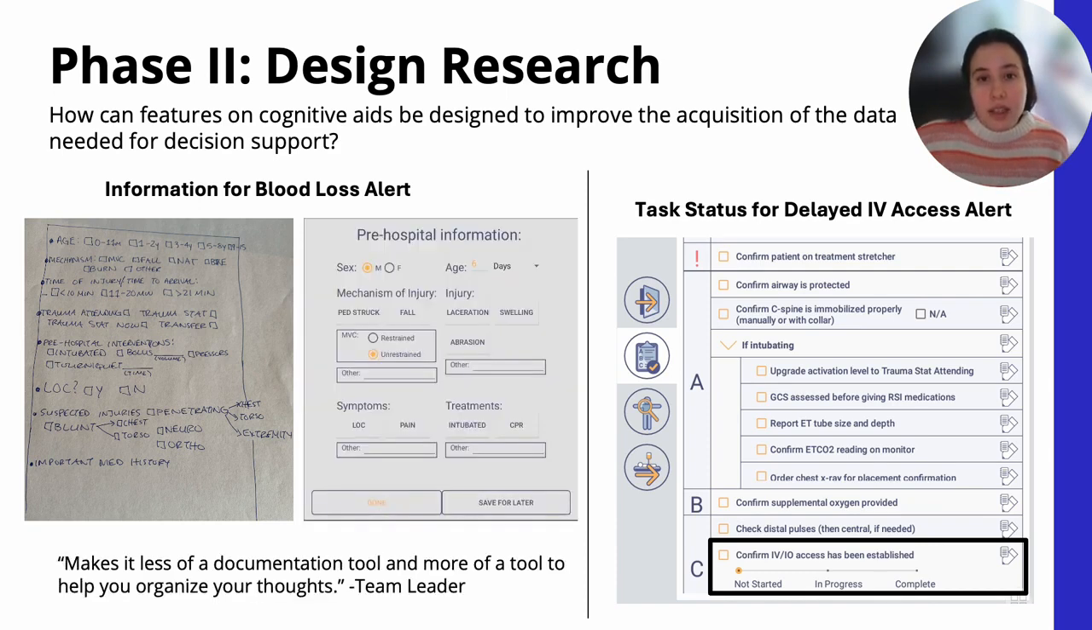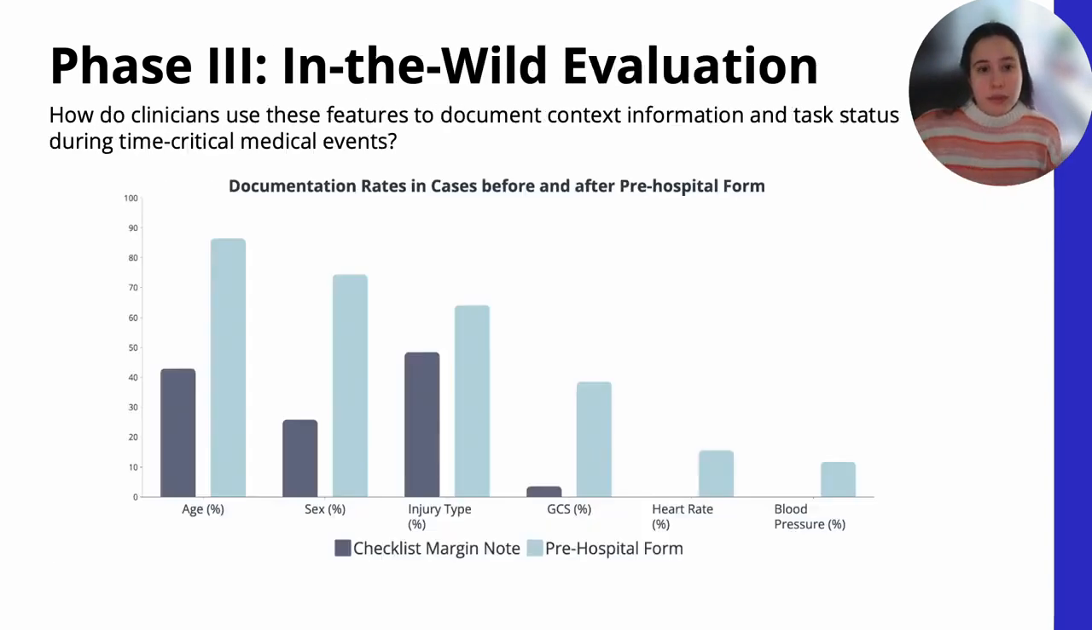Because the IV access task had multiple steps, we explored using a progress slider for the task instead of a checkbox, which would allow leaders to mark 3 types of task status: not started, in progress, and complete. After we used the findings from the co-design sessions to develop these 2 new types of features, we conducted near-live simulation sessions with 4 team leaders to refine the features further before we released them on the checklist at the hospital. After releasing these features on the checklist at the hospital, we studied their use in 139 resuscitations.